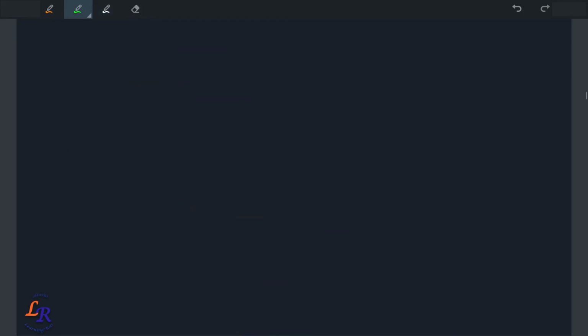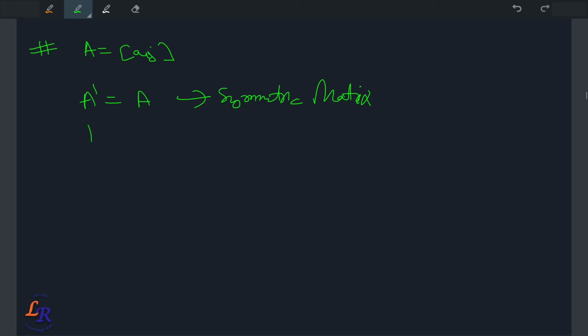Now we had seen about symmetric matrix and skew symmetric matrix. What is that? Let's say A is a matrix. If the transpose of A results in the same matrix, then it is called a symmetric matrix. And if A dash is equal to minus A, then it is called an anti-symmetric matrix or skew symmetric matrix.